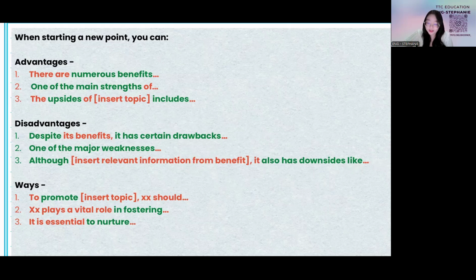When it's about ways, you can say to promote technology, the wise usage of technology. Schools should do something, for example. And this one, parents plays a vital role. Vital means important in fostering or encouraging students, or teenagers to. Then you continue, or it is essential to nurture digital literacy in teenagers as blah blah blah. Then you can continue to talk about it.